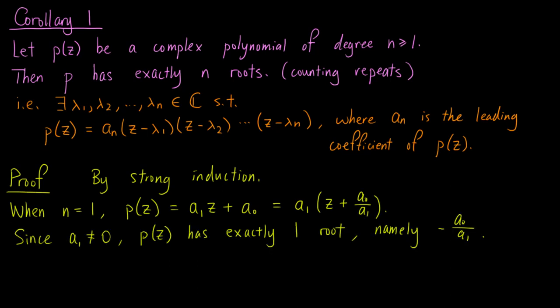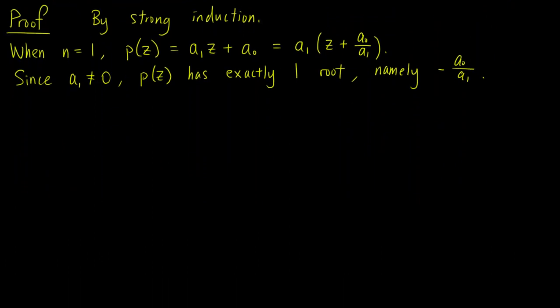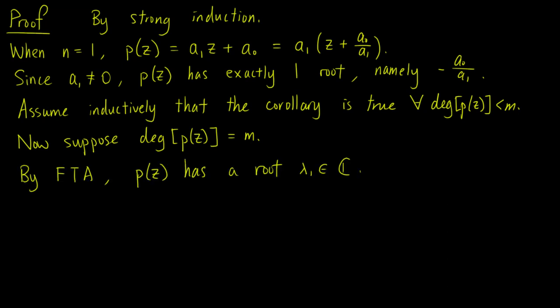Since a1 is non-zero, p of z has exactly one root, namely negative a0 over a1. So the base case is true. Assume inductively that the corollary is true for all degrees of p of z being less than m. Now suppose that the degree of p of z equals m. By the Fundamental Theorem of Algebra, p of z has a root lambda 1.